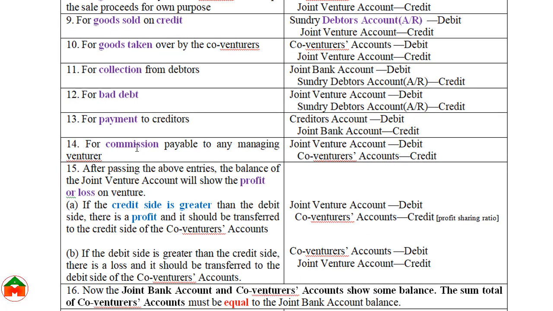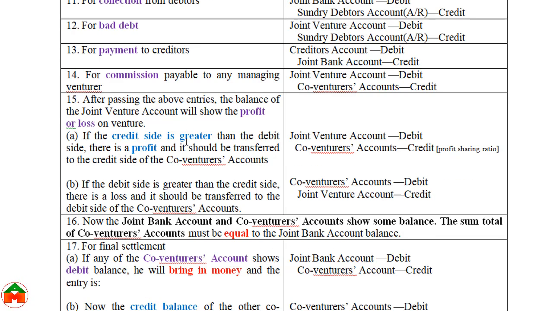And if there is any venturer who is managing the venture operation, then he is entitled to get commission. Whenever you need to pay the commission, then the joint venture account debit. We have learned that all kinds of expense should be debited in the joint venture account, that's why joint venture account debit. And since this commission should be paid to the managing venturer, that's why co-venturer account credit. This co-venturer indicates the managing venturer.